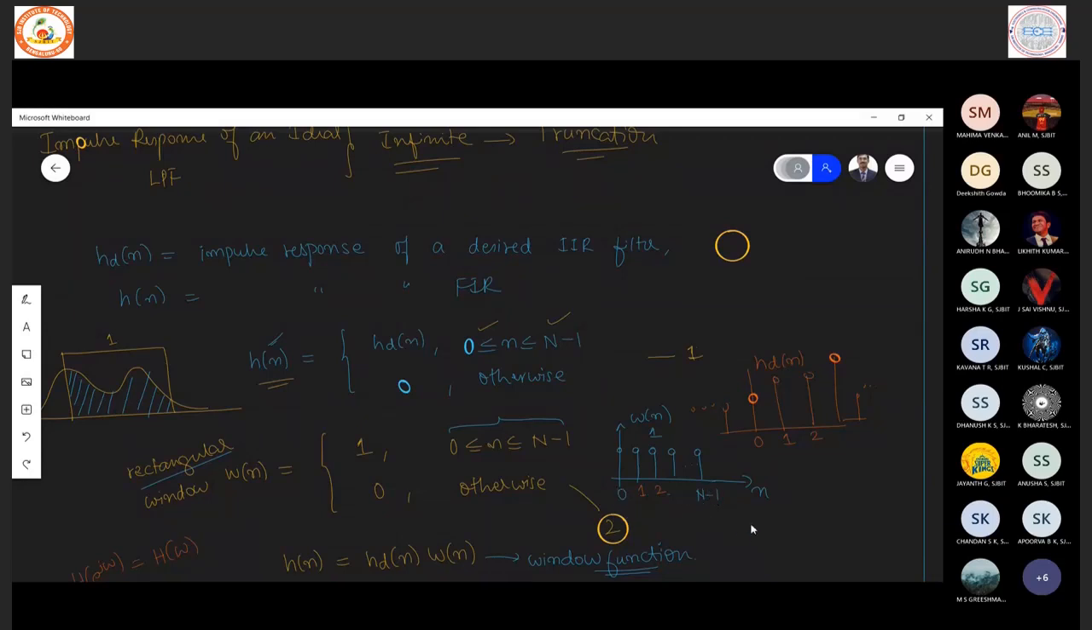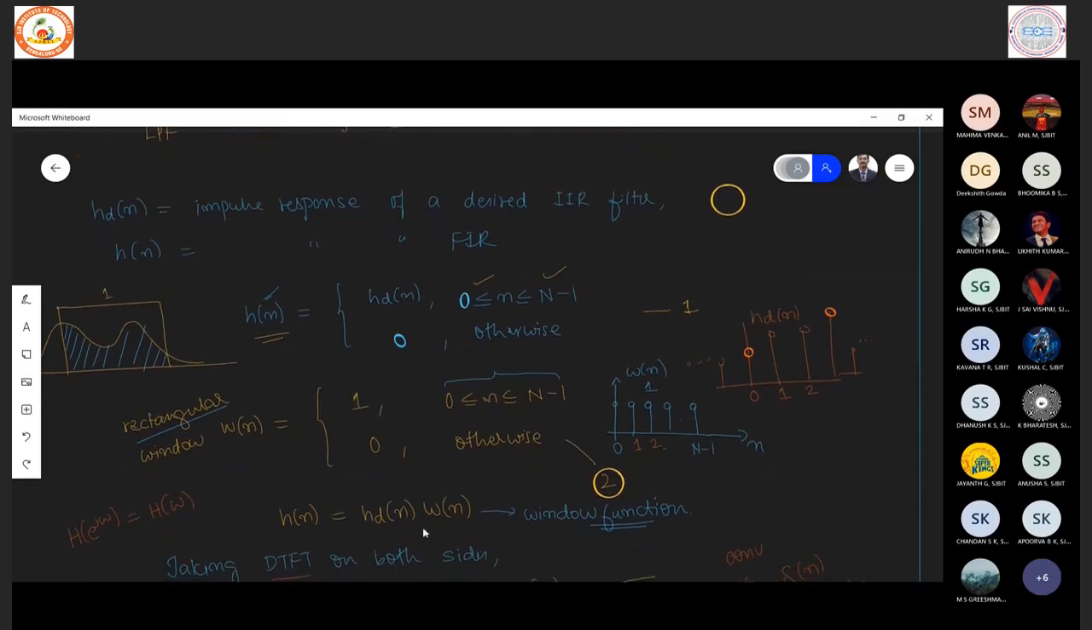Now if you take a sequence HD of n which is infinite, multiplied by the finite window function, the result H of n will obviously be finite. You know what multiplication with 1 will do. It will retain the value only between the points 0 to N minus 1. HD of n has any number of points, and we don't care about the rest. The points between 0 to N minus 1 are retained due to multiplication with 1. The rest of the points are multiplied with 0, hence the values vanish. They are ignored.